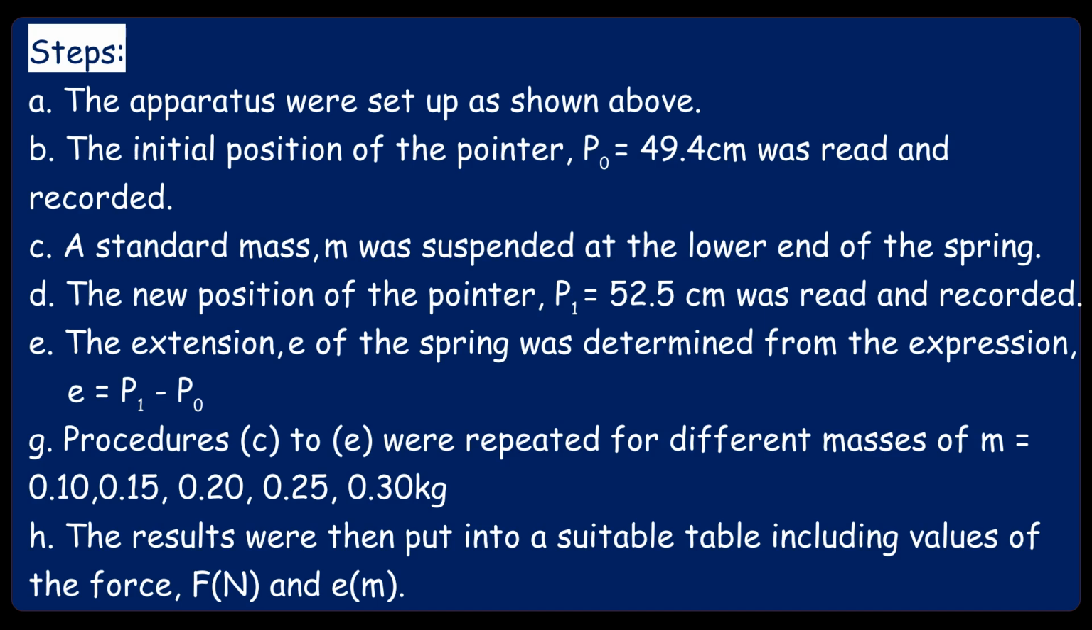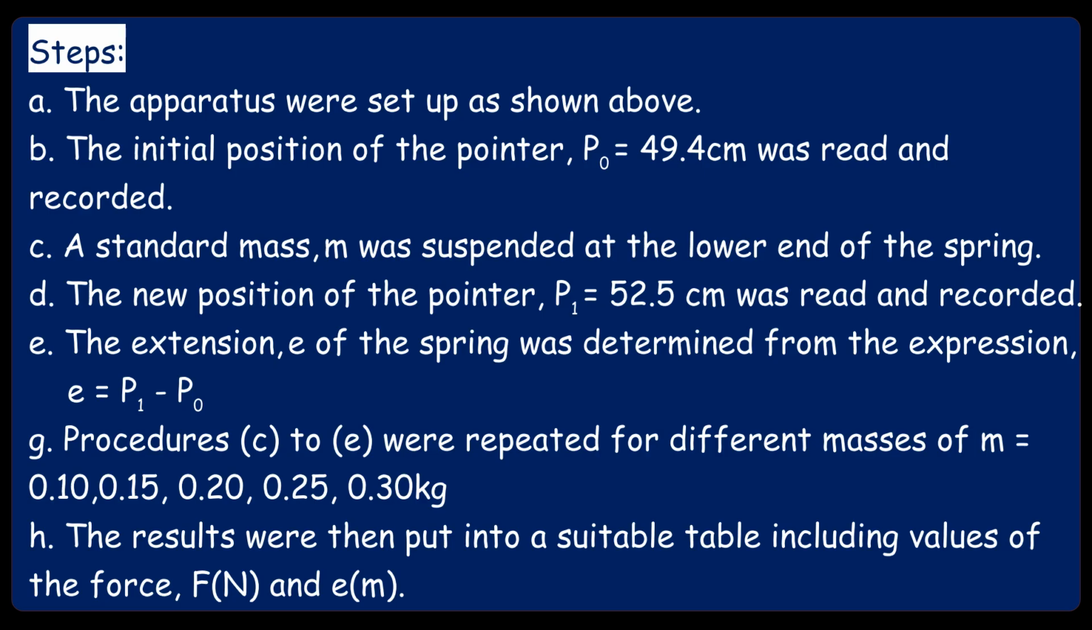suspended at the lower end of the spring. Then the new position of the pointer was read and recorded. And in the first case, we recorded as 52.5 centimeters. After that, we moved on to calculate for the extension using the formula P1 minus P0. That is the new position of the pointer minus the initial position of the pointer to give us the extension.